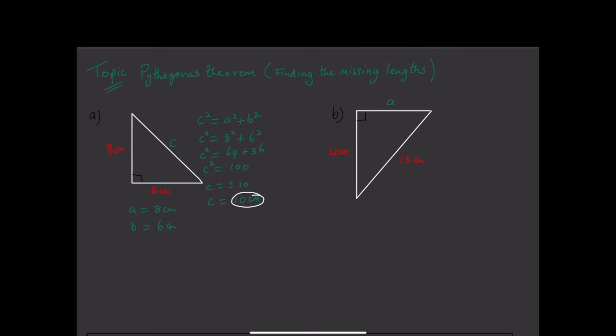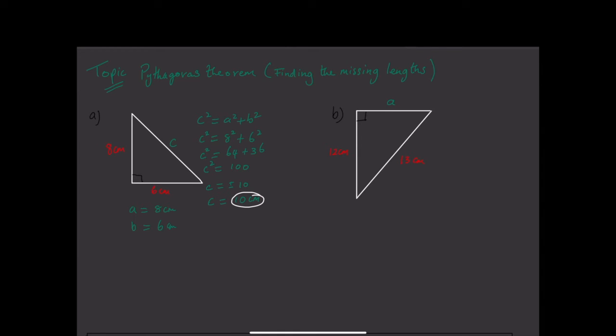Now, we also have to find the shorter side. The mistake that students make is that they use the same method for finding the longest side when they're looking to find the shorter side. But you must remember that when you're finding the shorter side, you have to subtract. So let's have a look at B.